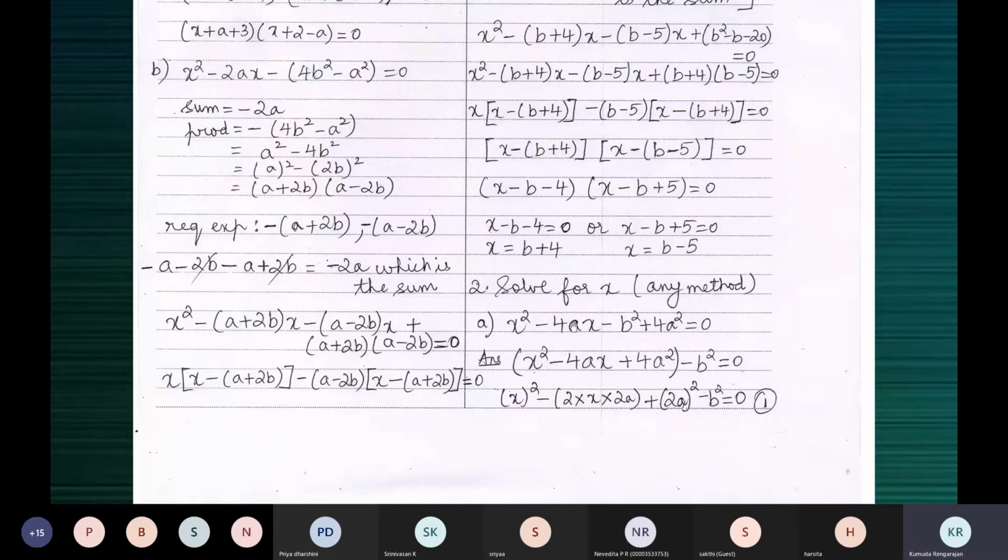So here we have 1, 2, 3, 4 terms. From these 4 terms, this is the x square term, this is the x term. From these two terms, we are choosing this plus 4a square because it's positive, and also because it has this a in it. We group these 3 terms, and we have this minus b square separately is equal to 0.